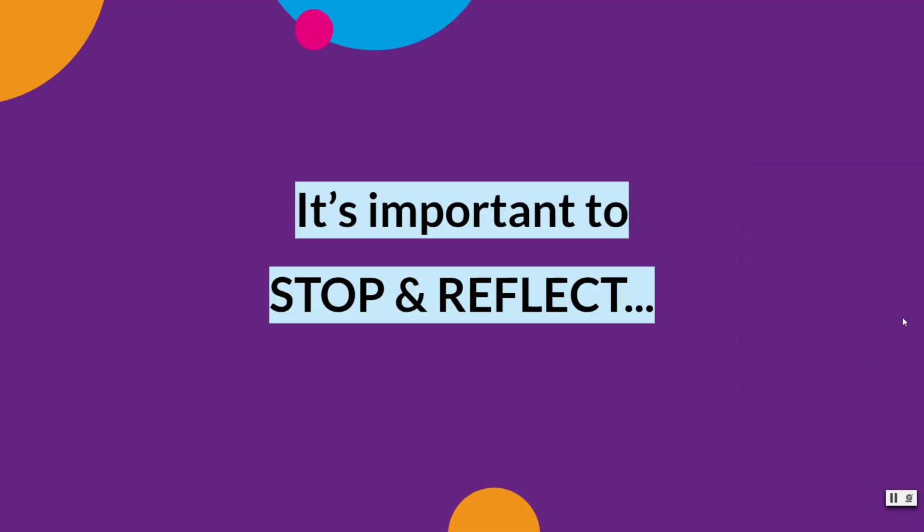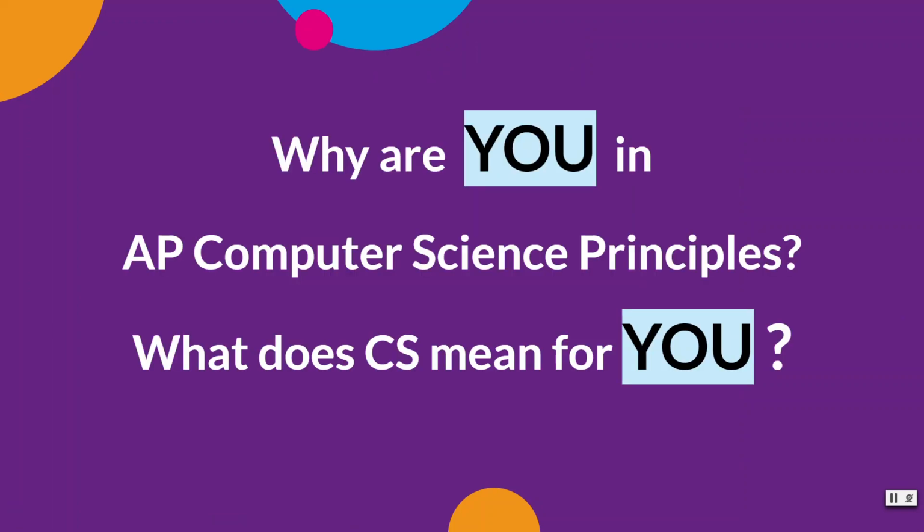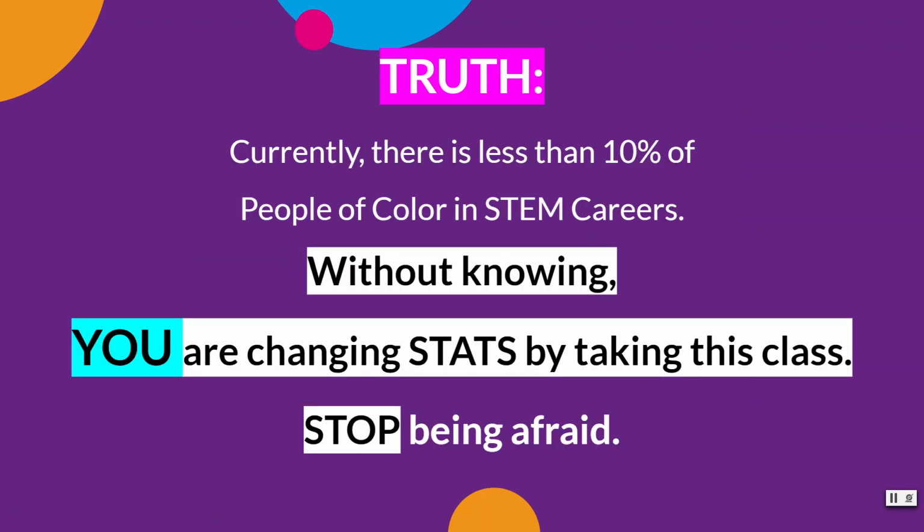It's important to stop and reflect. Even though a lot of things are happening, it's important to reflect on where we are. Why are you in AP Computer Science Principles? What does CS mean for you? Truth is, currently there is less than 10% of people of color in STEM careers. Without knowing, you are changing stats by taking this class. Stop being afraid.